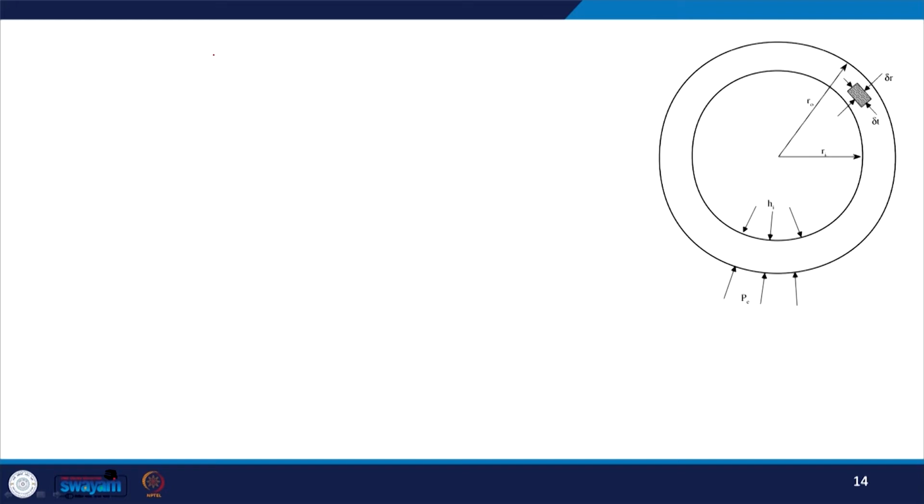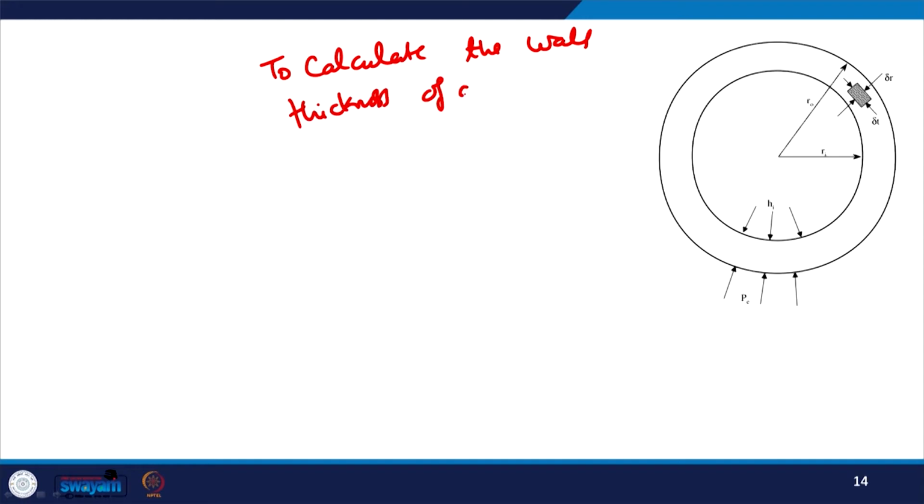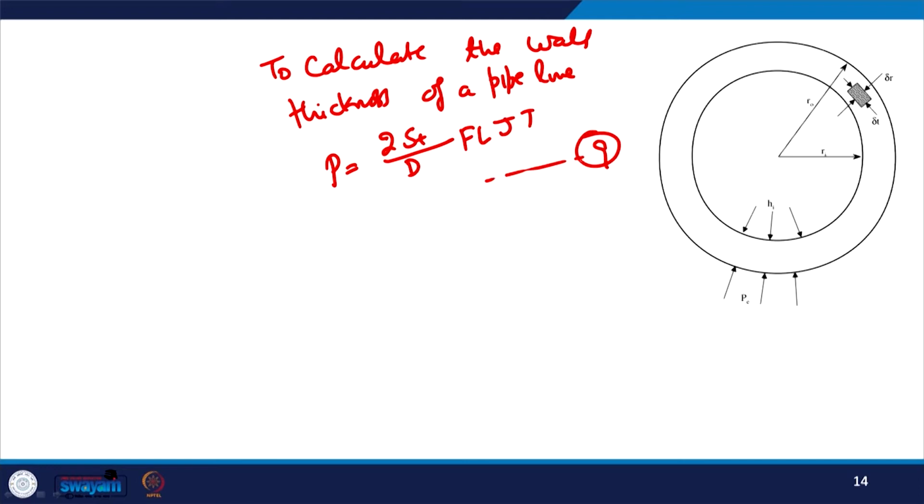Now, to calculate the wall thickness of a pipeline, this design formula can be used, that is P is equal to 2 S T upon D, F L J T, and that is equation number 9.